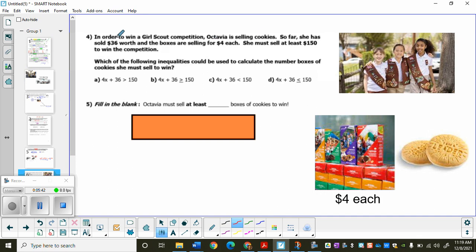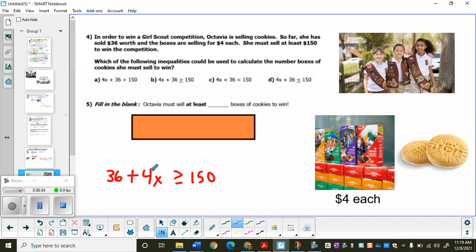So she's already sold $36, which is good. And she's still selling them for $4 per box. And what it tells us is that she must sell at least $150 to win the competition. So all of this money that she makes needs to be more than or equal to the $150 to win.